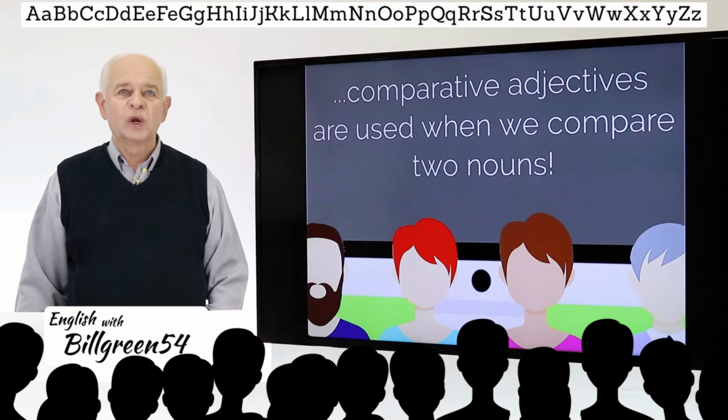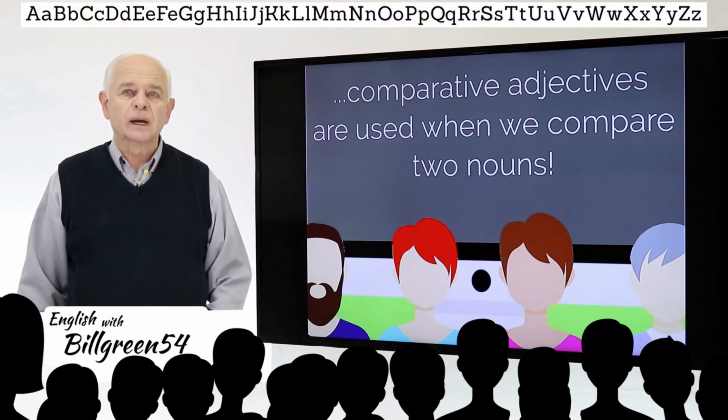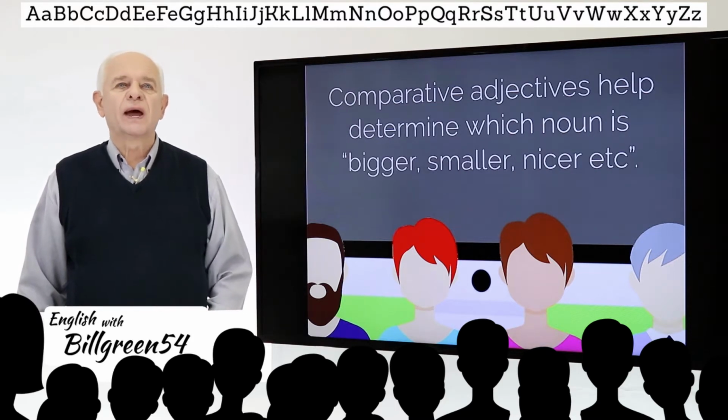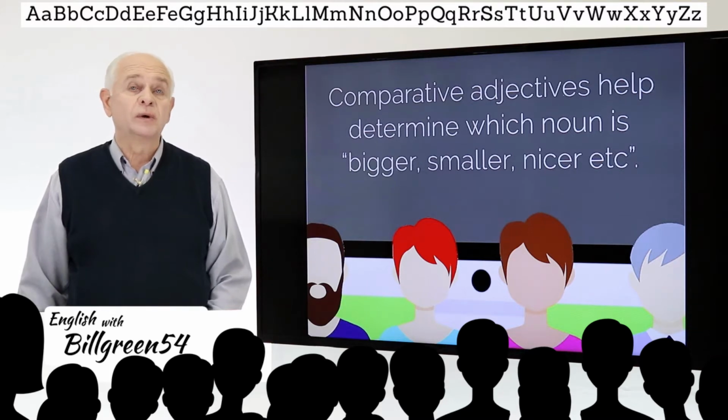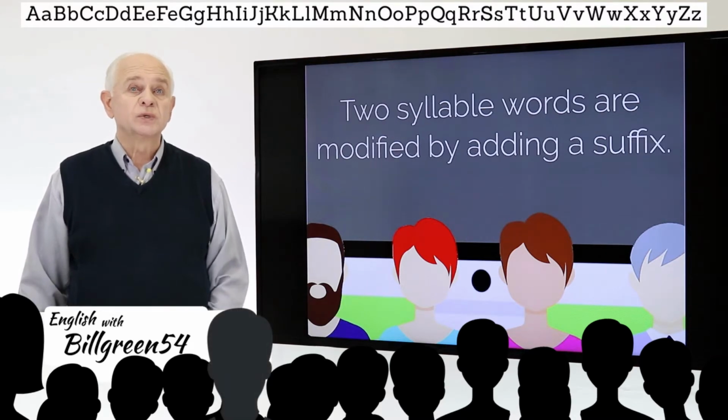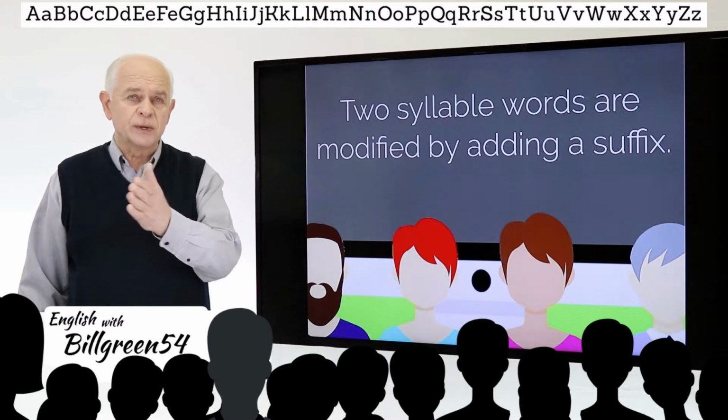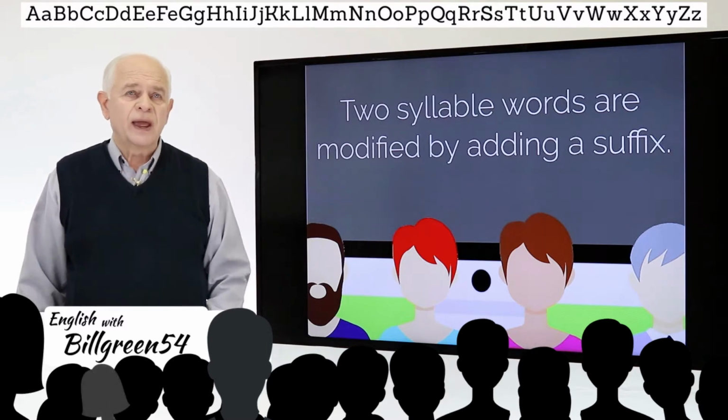Comparative adjectives are used when we compare two nouns. What's a noun? People, place, thing, and idea. Comparative adjectives help determine which noun is bigger, smaller, nicer, etc. Two-syllable words are modified by adding a suffix. What's a suffix? Well, that's when we add letters at the end of a word.